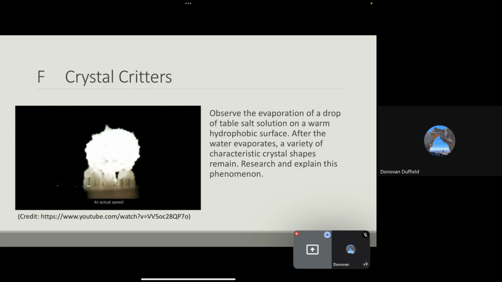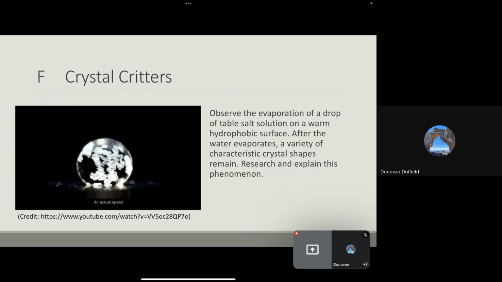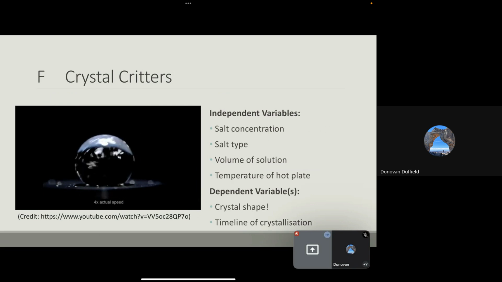So let's reread the problem statement. Observe the evaporation of a drop of table salt solution on a warm hydrophobic surface. After the water evaporates, a variety of characteristic crystal shapes remain. Research and explain this phenomenon. Now, this is actually outside of my field of expertise.